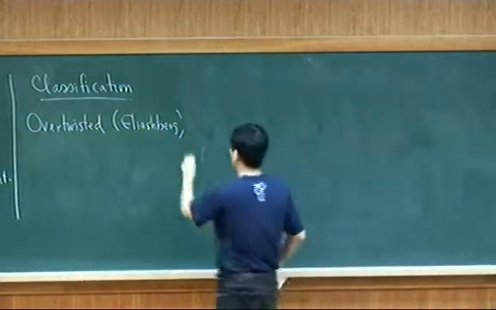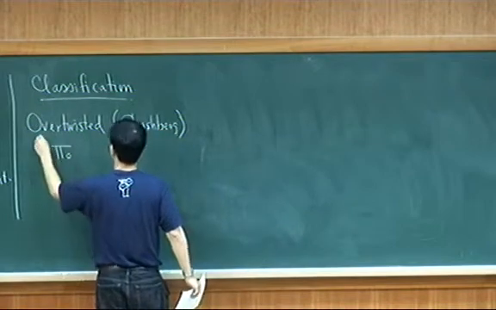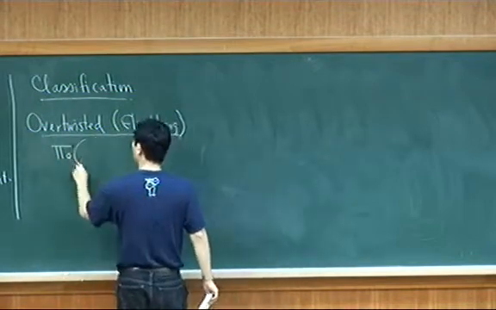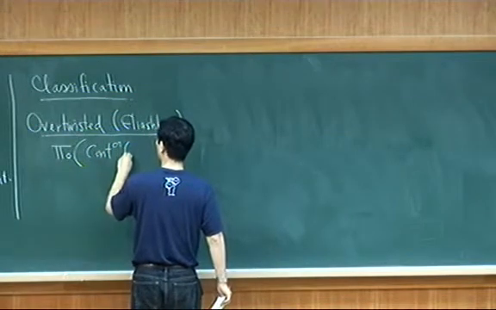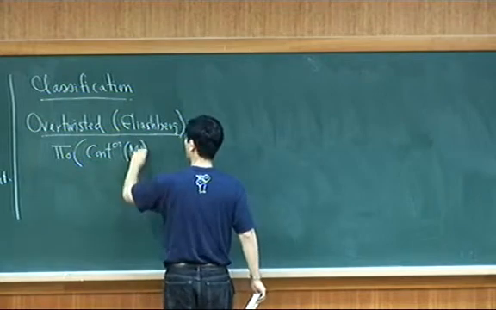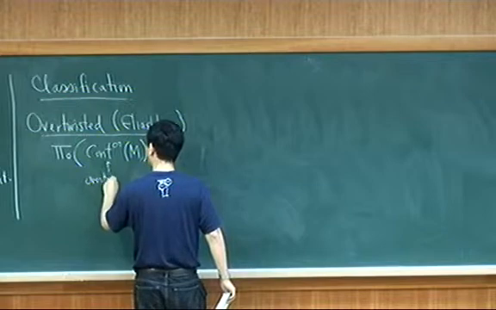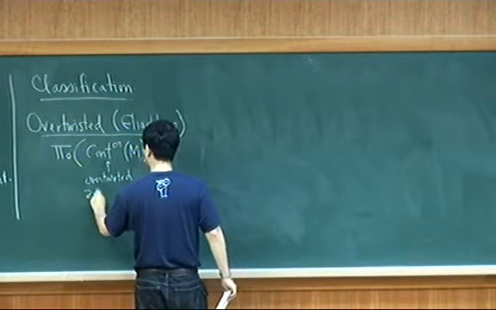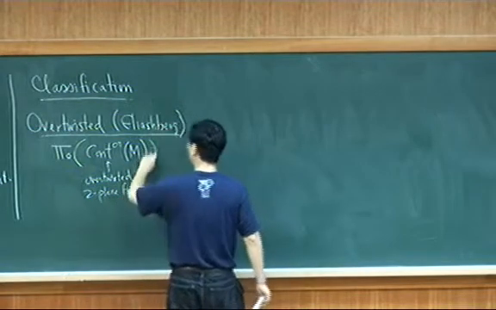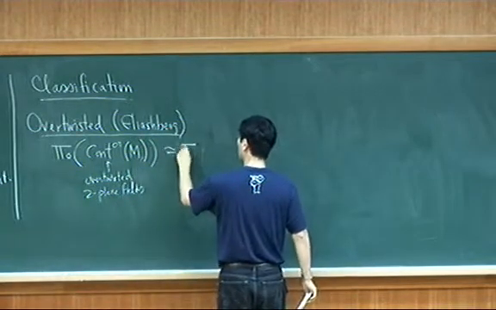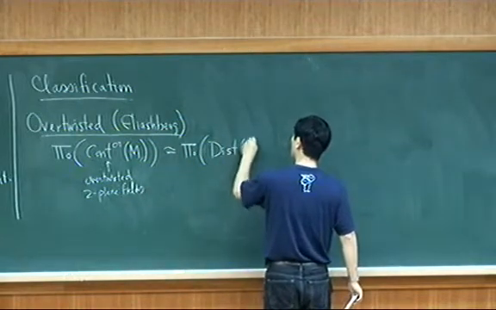Okay, so the over-twisted classification says that pi 0 of the contact two-plane fields which are over-twisted, right? So these are the over-twisted contact structures, over-twisted two-plane fields. That's actually isomorphic to pi 0 of the space of distributions. So just the two-plane fields.